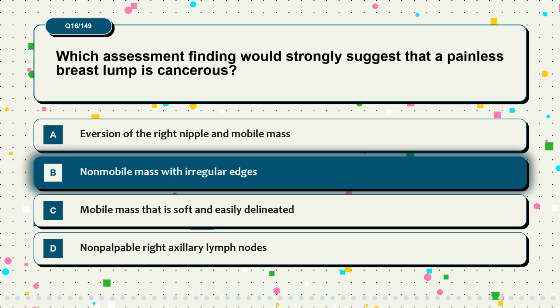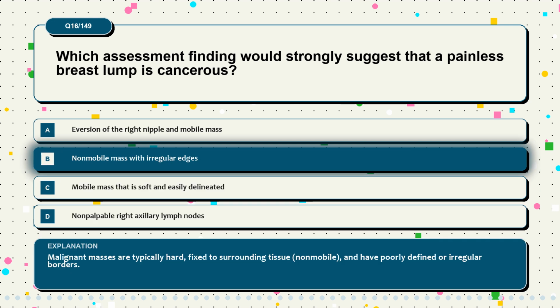The correct answer is option B, non-mobile mass with irregular edges. Malignant masses are typically hard, fixed to surrounding tissue (non-mobile), and have poorly defined or irregular borders.